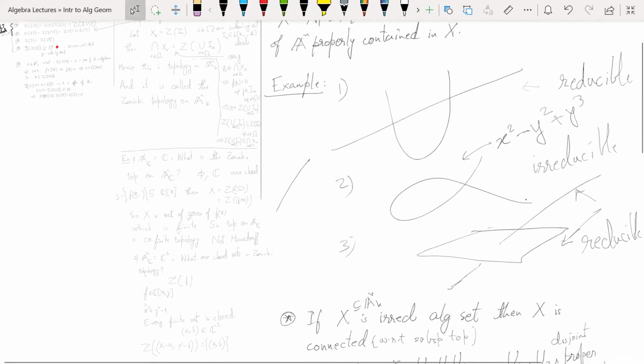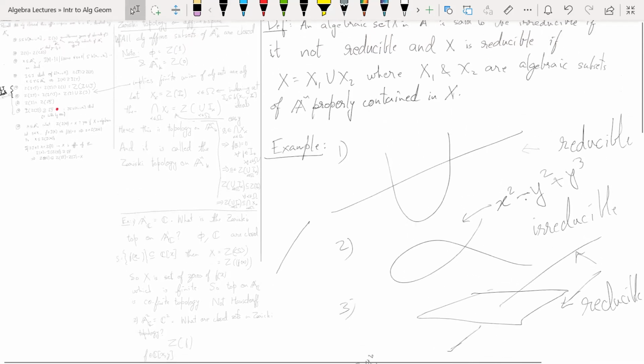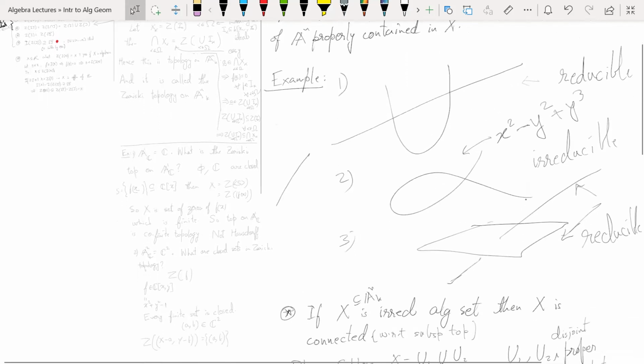Okay, but one should also have pictures in mind. That's what will give you intuition. And of course, when you write proofs, you have to write them using algebra.